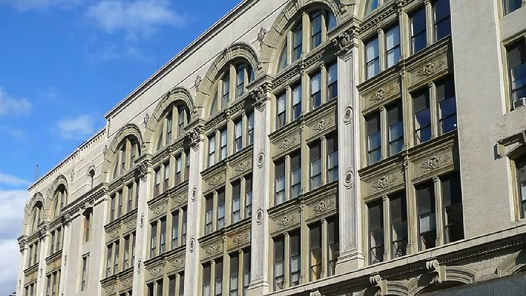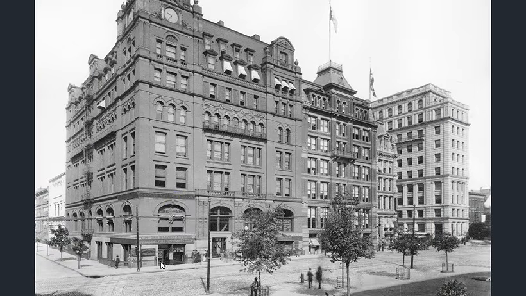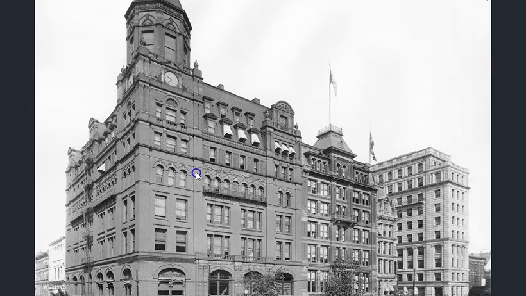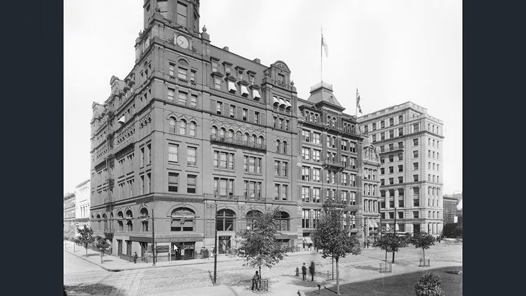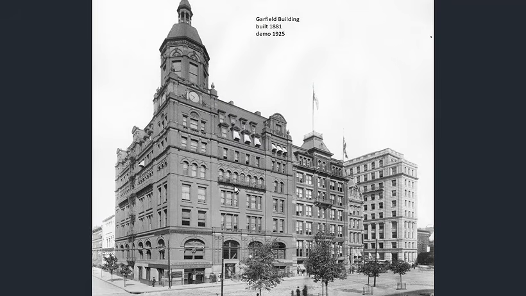Decoration and ornamentation. Moving on to the Garfield building, 1881. This is built, demolished in 1925. Got rid of this one very early on. 1881. There's, well, 600,000 people living there, I guess. You have 1, 2, 3, 4, 5, 6, 7, 8, maybe 9 stories with the dome on the corner.